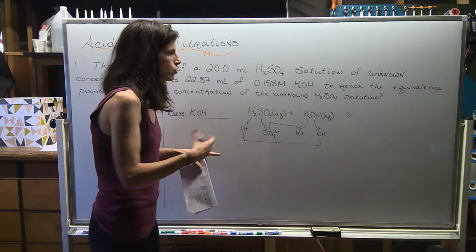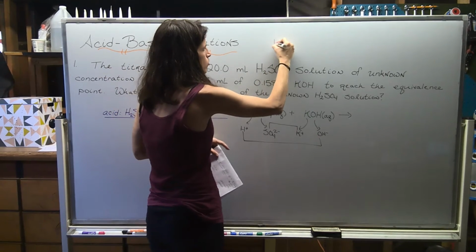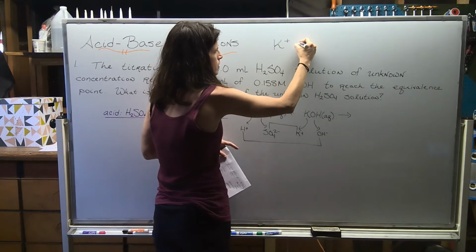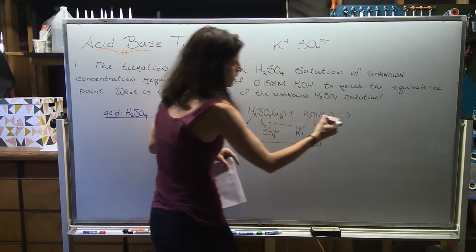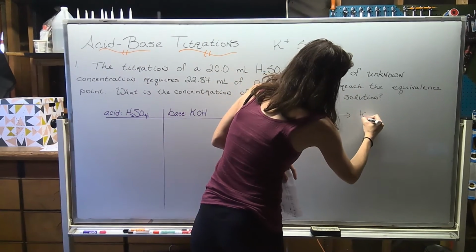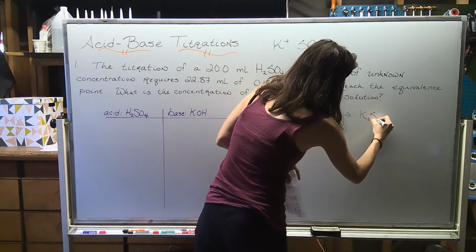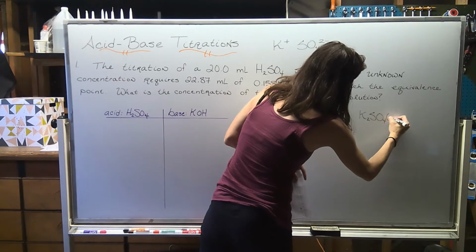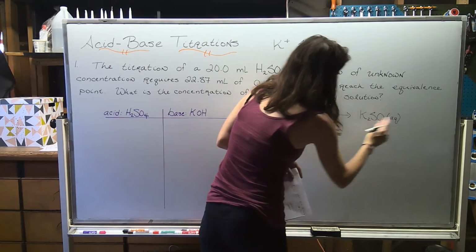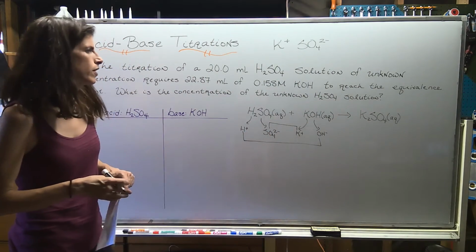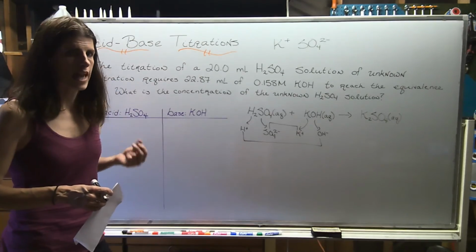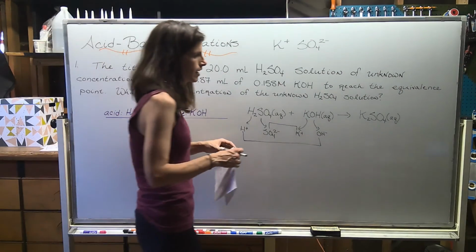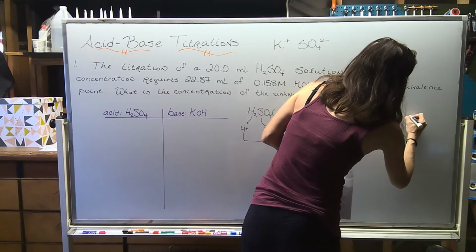Positive needs to go first, so in my head I'm doing a crisscross between K+ and SO4 2-, and I'm going to get potassium sulfate, K2SO4, still aqueous because it has a group 1 cation in it, right? The water, let me keep the water as HOH just for a second here, and that's going to help me with balancing.